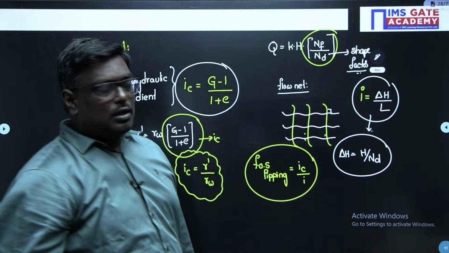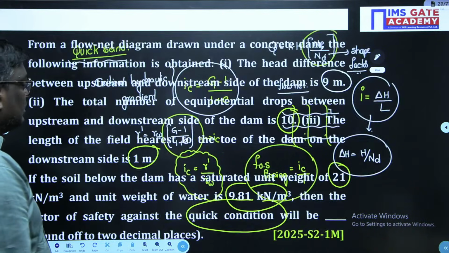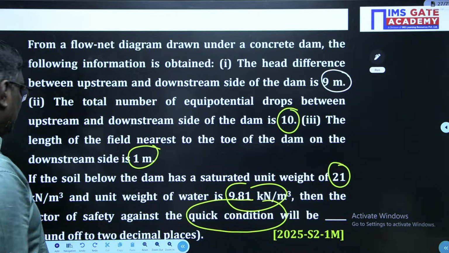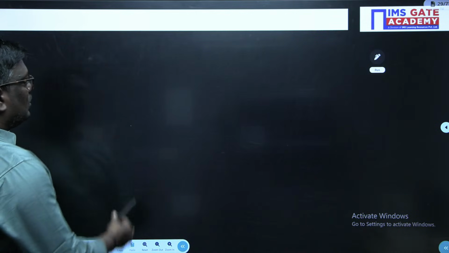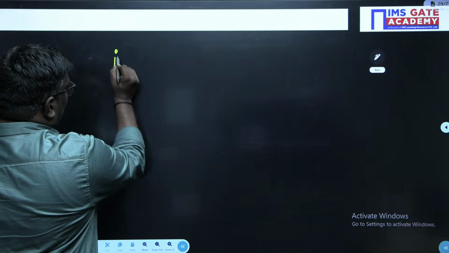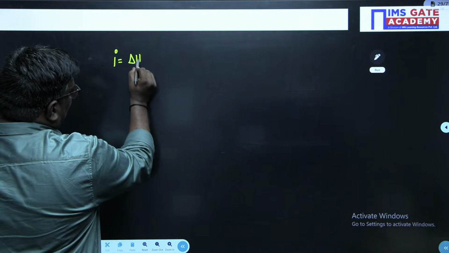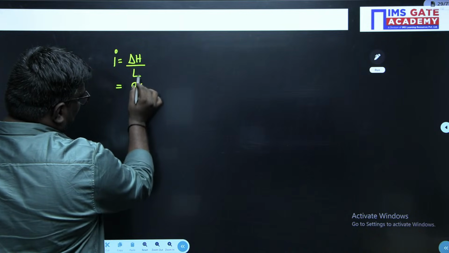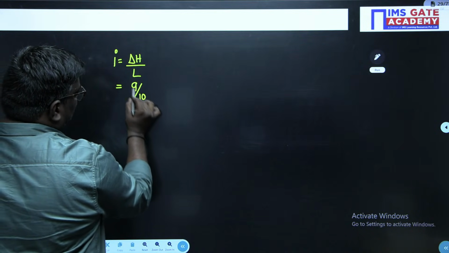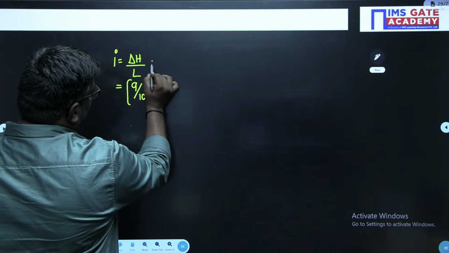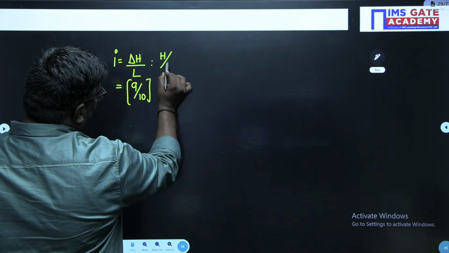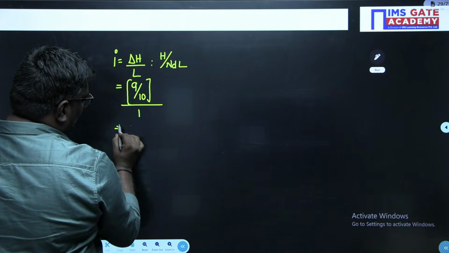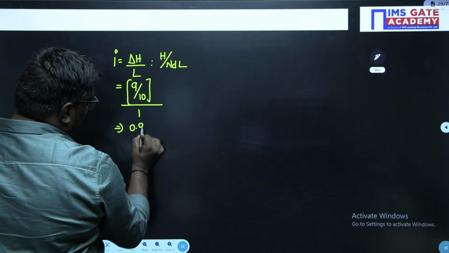Okay. Now, my dear students, here they have given the number of potential drops, and the head difference is 9. Now here hydraulic gradient is equal to delta H by L. Here head loss is 9, potential drops is 10. You can write delta H as H by ND into L, upon 1 meter. So hydraulic gradient is nothing but 0.9.